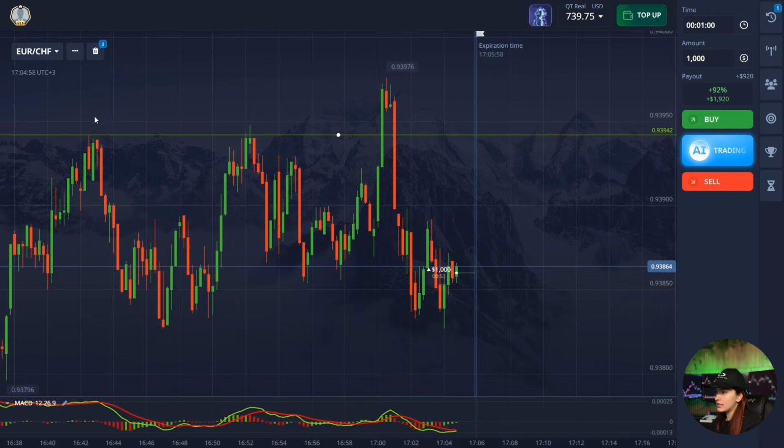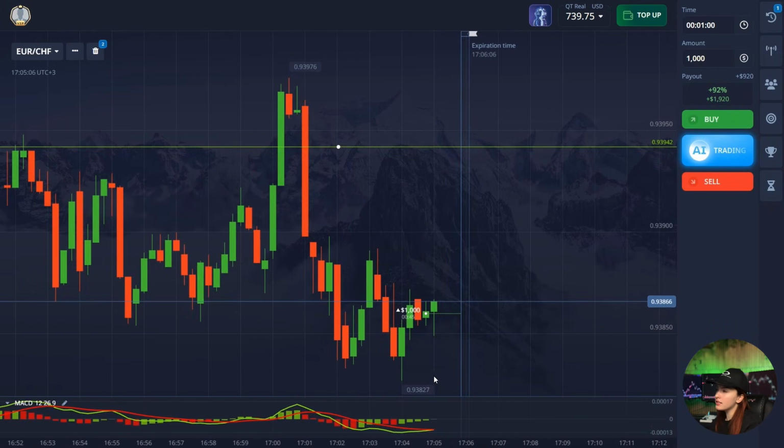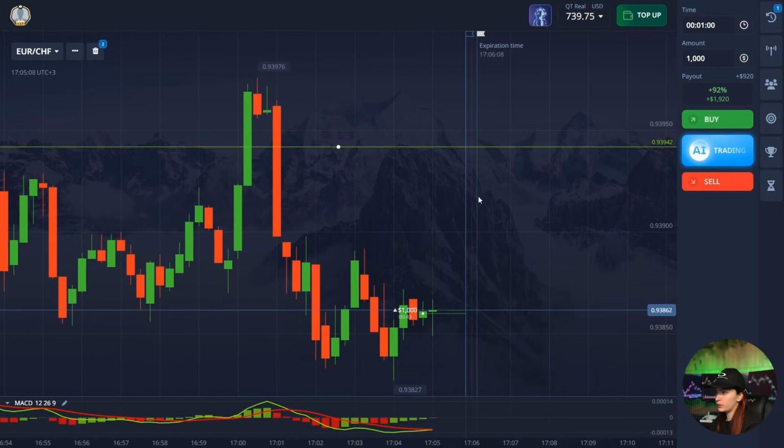Earlier, guys, as you can see, the price has already entered this zone several times and tried to break through this level. And guys, we understand that the price has a good potential for growth, so let's wait for the outcome.